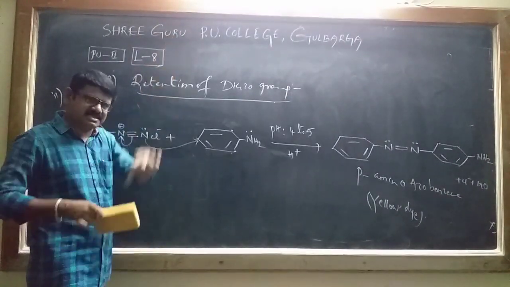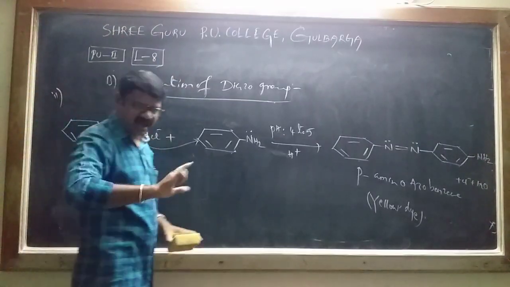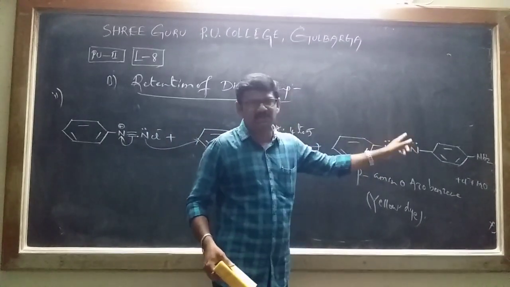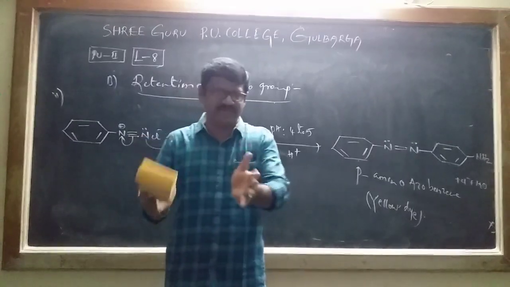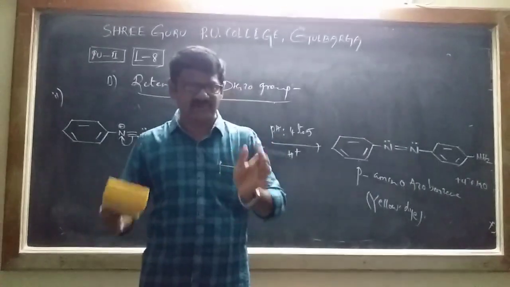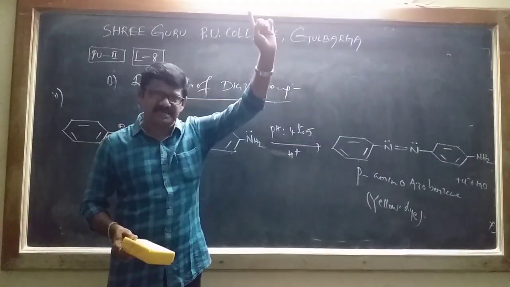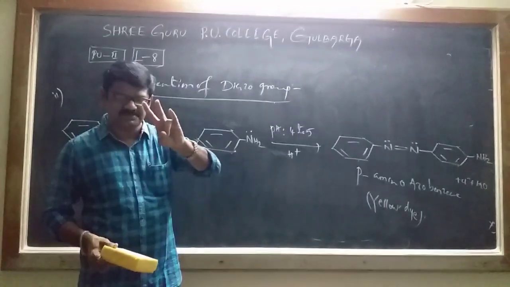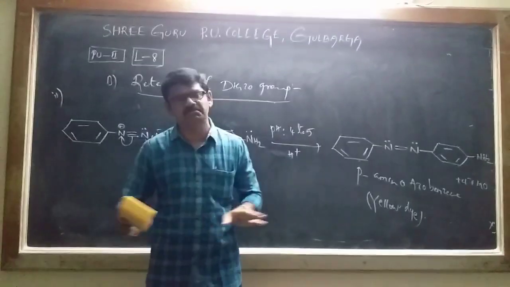In previous reactions, N2 was removed. But here, N2 has not been removed. See the product, N2 is there only. It is called retention of the N2 group or retention of the diazo group. Okay, one is replacement of the diazo group and the other is retention of the diazo group. We will have two types of chemical properties. Both types of chemical properties we have completed.